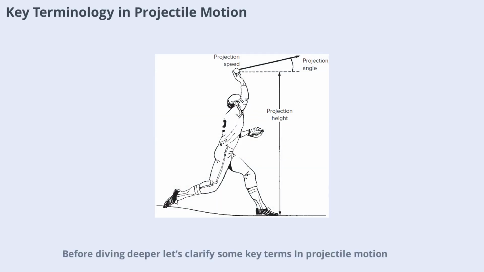Before diving deeper, let's clarify some key terms. In projectile motion, we often refer to displacement, velocity, acceleration, and trajectory. Displacement is the change in position, velocity is the speed and direction of motion, and acceleration is the rate of change of velocity. The trajectory is the path the projectile follows. Understanding these terms helps us communicate and solve problems more effectively. As we proceed, keep these definitions in mind. They're the building blocks of kinematic analysis.